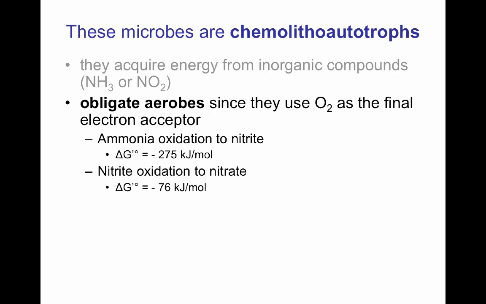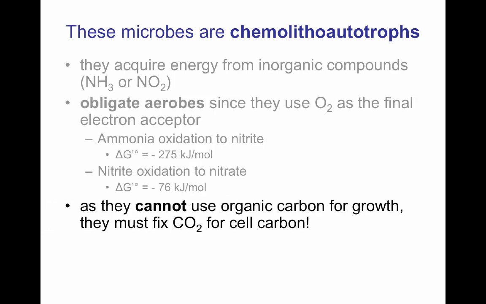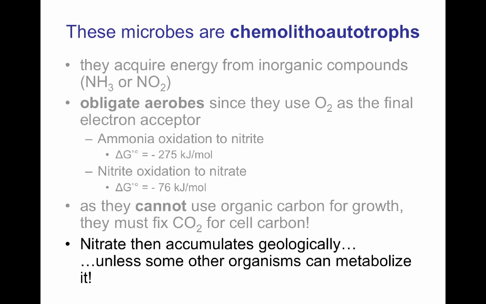And as shown in the previous graph, here is the delta G prime naught of the reactions. Here we have ammonia oxidation to nitrite producing minus 275 kilojoules per mole of energy, and nitrite oxidation to nitrate producing minus 76 kilojoules per mole. These organisms cannot really use an organic source of carbon for growth, and both of them must fix carbon by the Calvin cycle through acquisition of CO2.